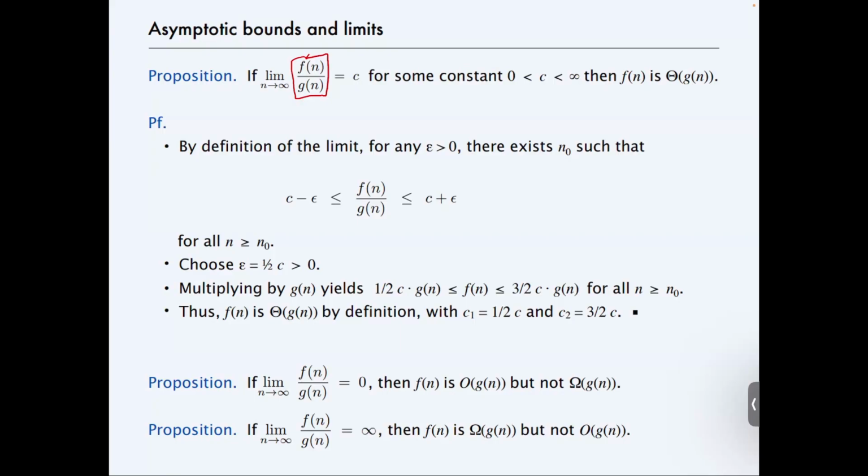The first proposition is saying that if f of n divided by g of n equals c, some constant, where c again is between 0 and infinity, then f of n is big theta of g of n. This makes intuitive sense, as we saw on the last slide. If the ratio converges to a positive constant, then neither function is outgrowing the other. They're essentially growing at the same asymptotic rate.